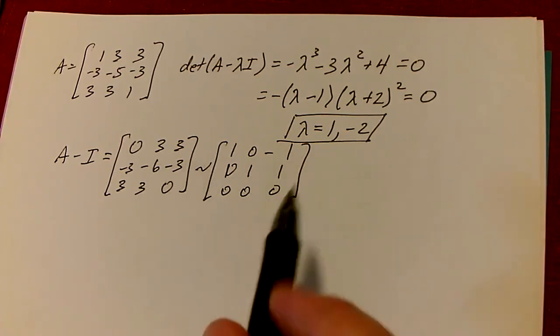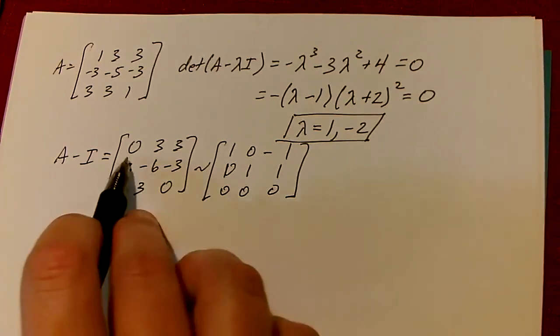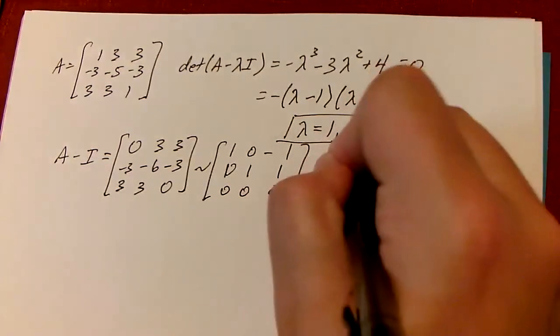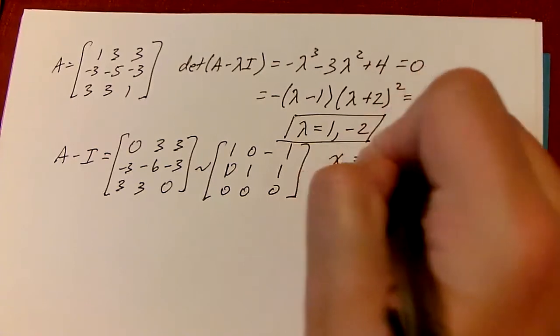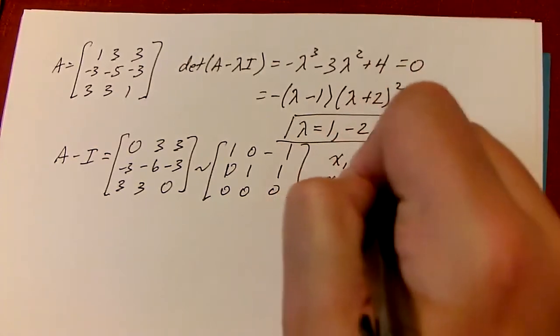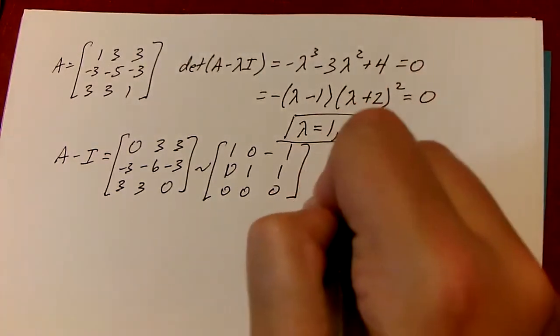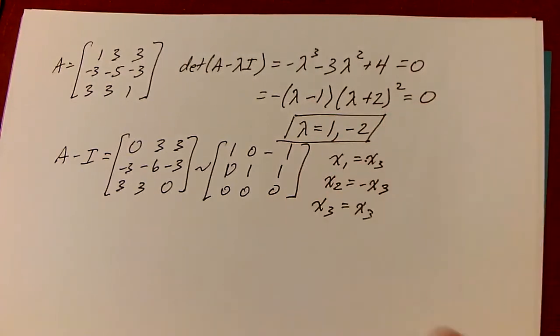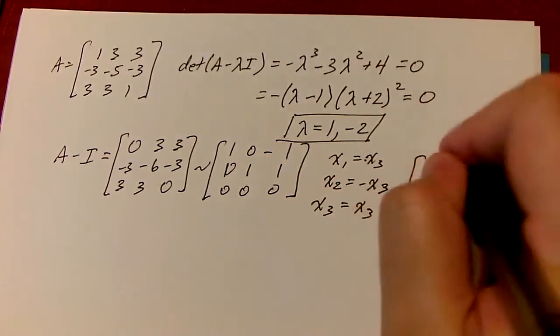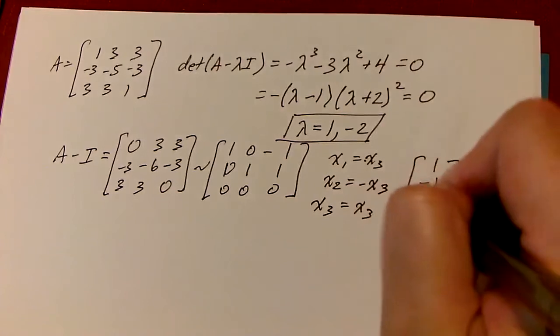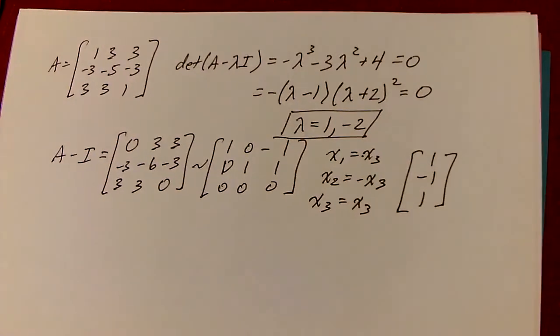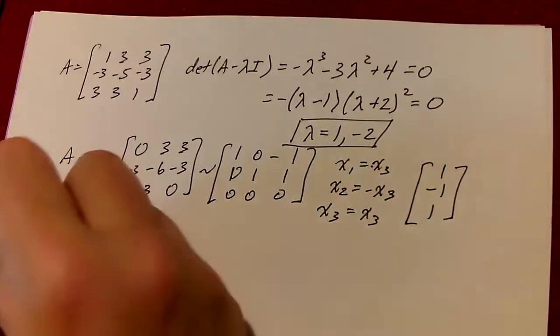Okay, I'm subtracting those, and so forth. So I've got x1 is equal to a positive x3, x2 is equal to a negative x3, and x3 is a free variable. So my vector then is 1, -1, 1. Okay, so I didn't get 2 eigenvectors there, I just got the 1.